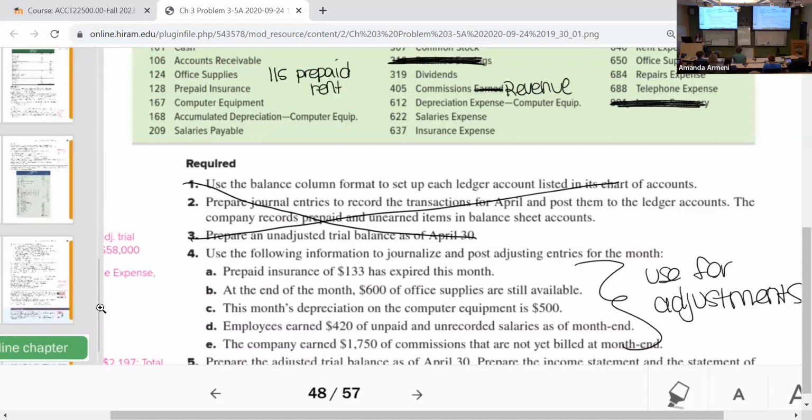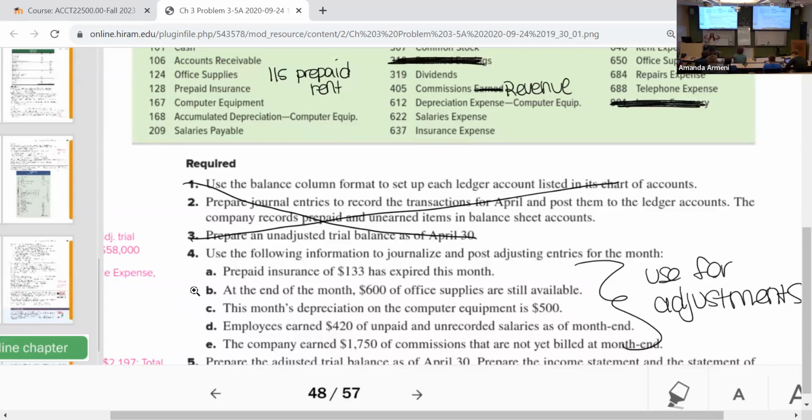Adjustment letter A says that we have prepaid insurance of $133 that has expired. When you see expired, that means used. We used it, right? And if you think back, what happened is on April 10th, we bought an insurance policy. So what they're saying is from April 11th through April 30th, you used $133 of insurance, right?